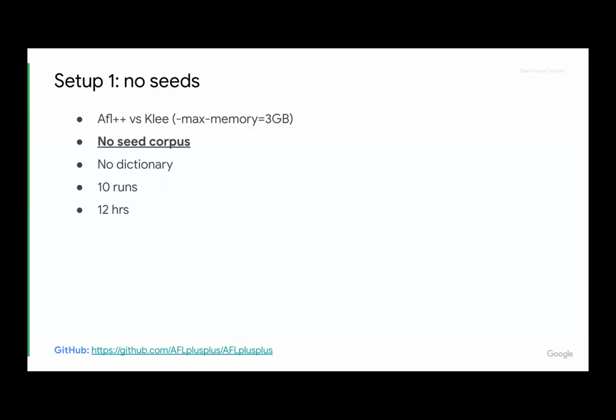Okay, so now let's talk about the experiment that we ran and some of the results that we have. The first experiment that we ran was KLEE versus AFL++. I don't know if many of you know about AFL++. It's an enhanced version of AFL, which integrates many of the new fuzzing ideas that have been presented in the literature over the past couple of years. What we did with KLEE is we limited its memory usage to 3 GB of RAM. We used no initial seed corpus. We disabled the use of dictionary, and we ran the experiment for 12 hours.